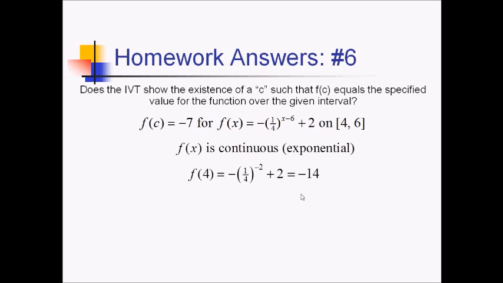So that's negative 14. Now we're plugging in 6, so that's like having negative 1/4 to the 0 power plus 2. We know that anything to the 0 is 1, but we got to be careful because this negative is happening after we apply that exponent. So this is really negative 1 here plus 2, which comes out to positive 1. All right, is negative 7 between negative 14 and 1? It is. Therefore, the IVT guarantees that we can find a negative 7 somewhere on this interval. The IVT applies, and we're good.